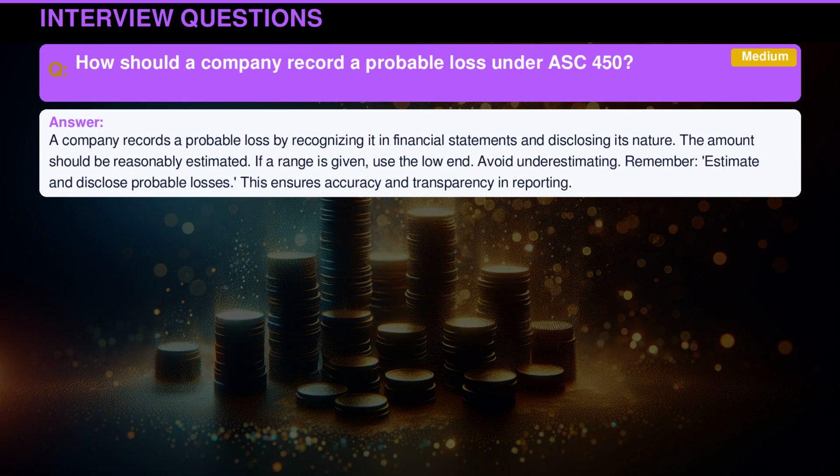A company records a probable loss by recognizing it in financial statements and disclosing its nature. The amount should be reasonably estimated. If a range is given, use the low end. Avoid underestimating. Remember, estimate and disclose probable losses. This ensures accuracy and transparency in reporting.